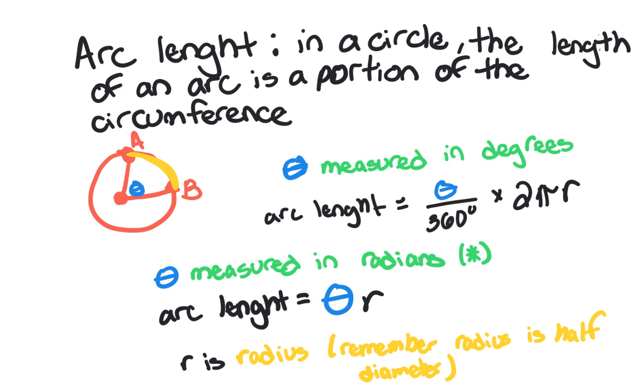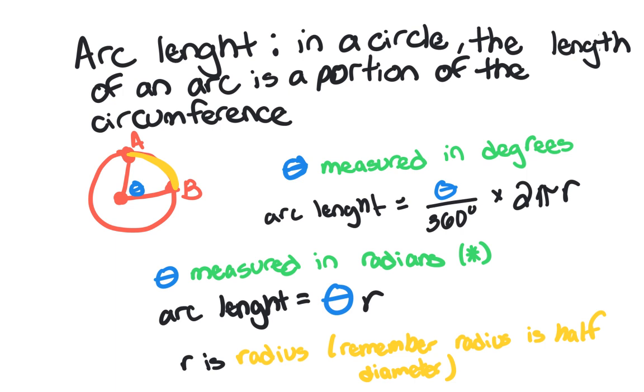So your arc length equals theta, or in other words, your angle measurement in degrees over 360, because a circle is 360, times 2 pi r. And we're not going to put in 3.14. We're just going to leave the pi symbol. And r, I wrote down in the bottom, is your radius. And please remember that your radius is half of your diameter.